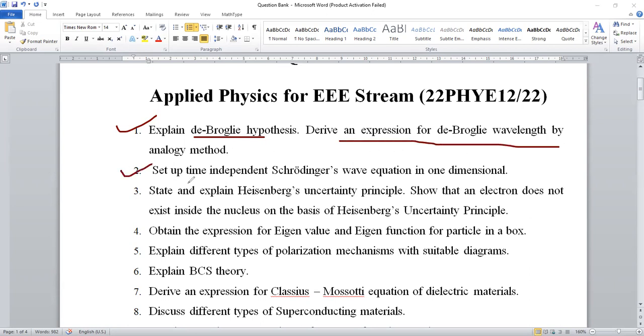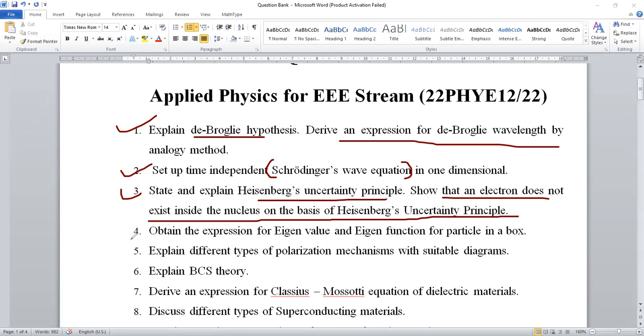The second one is the time independent Schrödinger wave equation. This is also very important. Schrödinger wave equation, so you need to study that particular derivation. Also, state and explain the Heisenberg uncertainty principle. Show that the electron does not exist inside the nucleus on the basis of Heisenberg uncertainty principle.